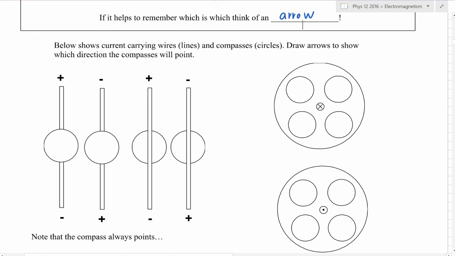Okay, so let's go back to the note. Now we have one of these filled in already, so I will just quickly fill this in. If current goes this way, or if current goes that way, then the needle should be pointing to the left on the first one. So if you need to copy those two, you can do so right now too.